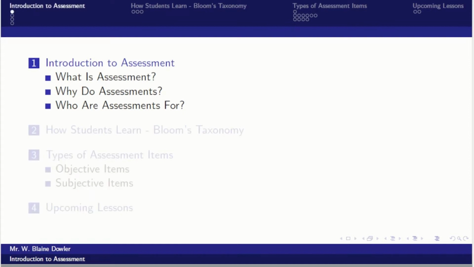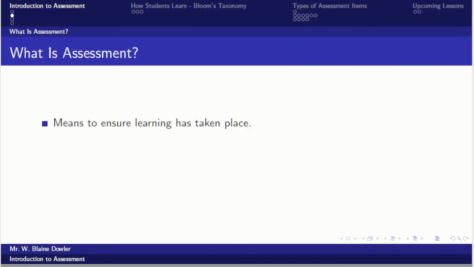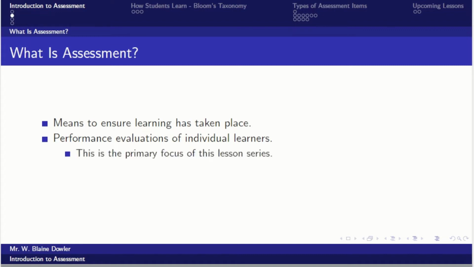So first, the basic introduction to assessment. What is it? Why do we do it? And who are we doing it for? So first of all, assessment is a means to ensure that learning has taken place. And it can be done with performance evaluations of individual learners at a workplace or in the student context at school. And that's the primary focus of this lesson series, is looking at individuals or groups that are assessed as individuals.